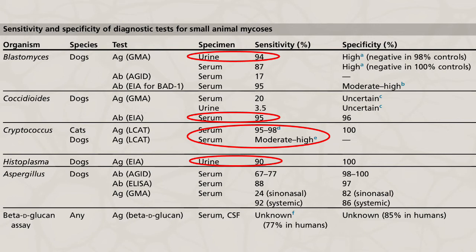Latex cryptococcal antigen testing is thought to have a high sensitivity and specificity for both dogs and cats, and CSF can also be used. For patients suffering from aspergillosis with systemic disease, antigen testing is thought to be sensitive and specific, but with localized disease, the results are often disappointing. The beta-D-glucan assay can be positive for any fungus except Cryptococcus and Blasto, but it has not been evaluated in dogs.